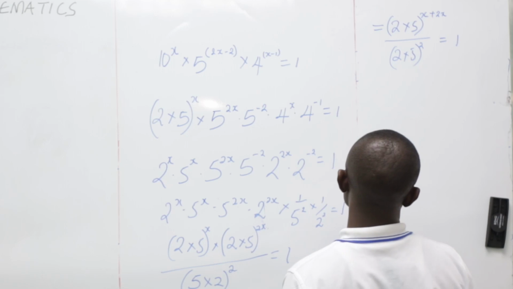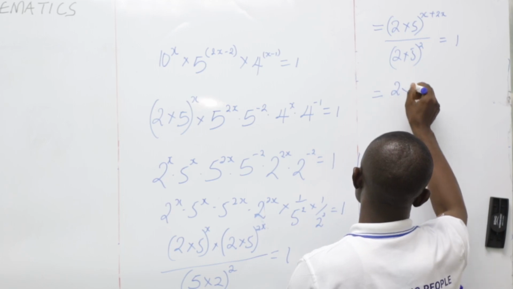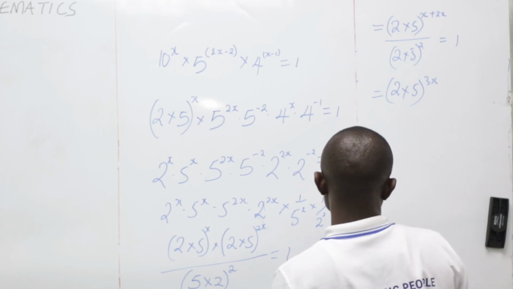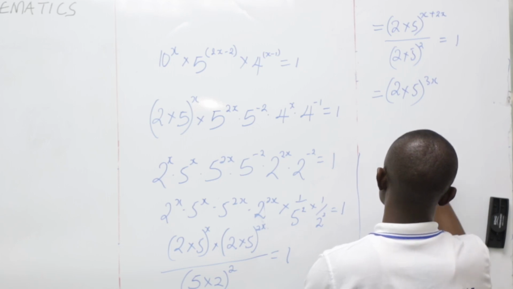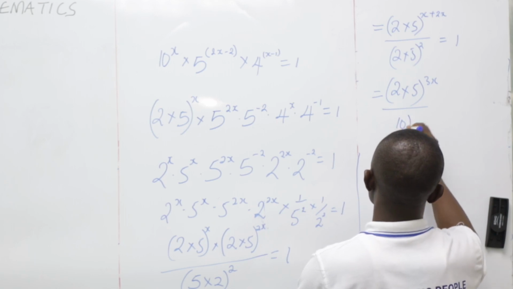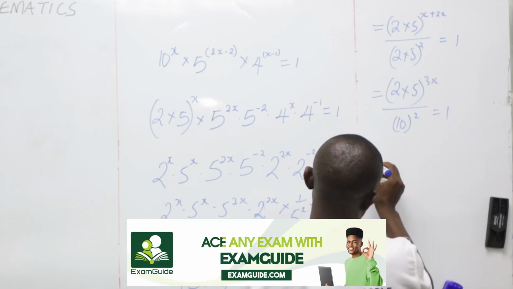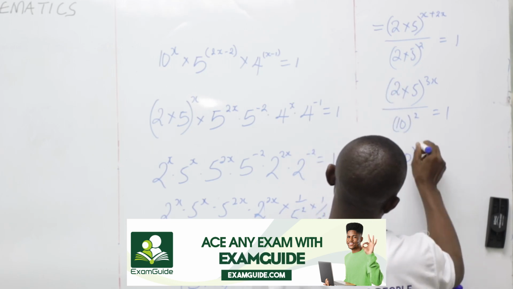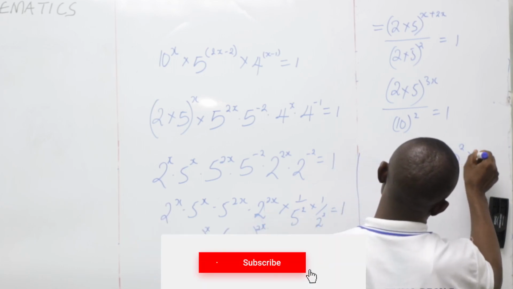So we'll have that 2 times 5 or 3s is going to give us that's a 10 power 2 equals 1. Then this will give us 10 power 3x equals 10 power 2 times 1.